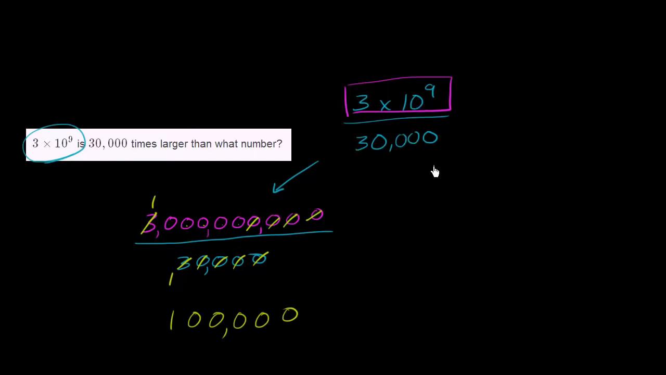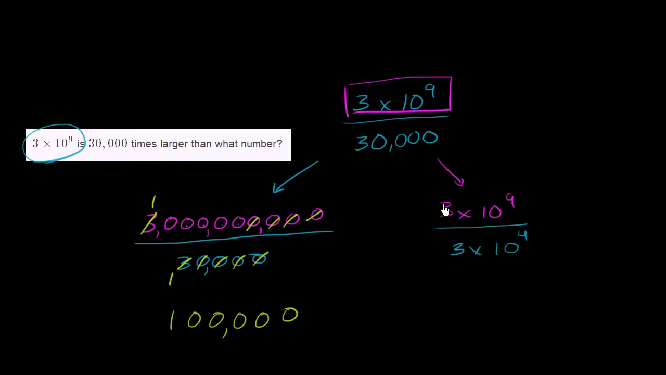So 3 times 10 to the ninth, I'm just going to rewrite that as 3 times 10 to the ninth. And we're dividing that by 30,000, which is the exact same thing as 3 times 10 to the, we have 1, 2, 3, 4 zeros here. 3 times 10 to the fourth. Or I guess I really should say we have 4 places after the 3. So 1, 2, 3, 4. So 3 times 10 to the fourth.